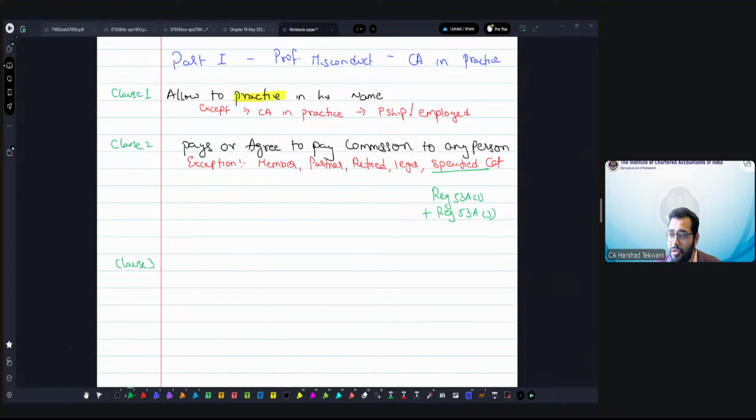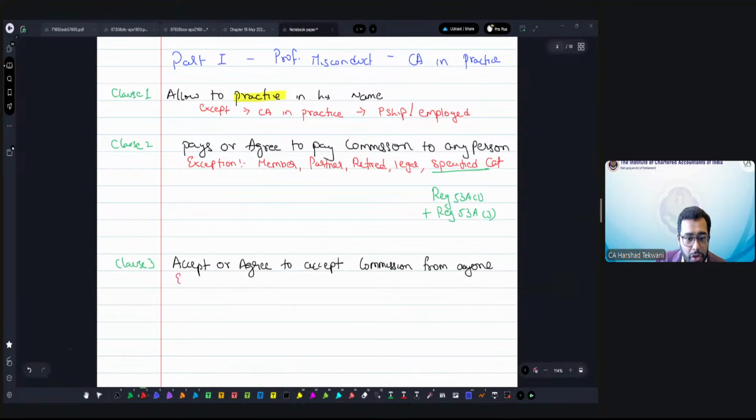Now there are again exceptions to this, but if you accept or agree to accept, for a quick summary, we will write: accept or agree to accept commission from anyone. As of now we will write anyone because we will cover the rest of them in the exceptions. If you accept or agree to accept commission from anyone, then you will be deemed to be held guilty of professional misconduct again. So we'll go to the exceptions.